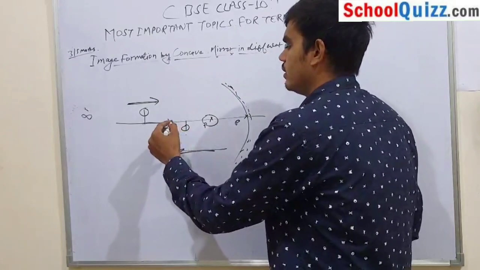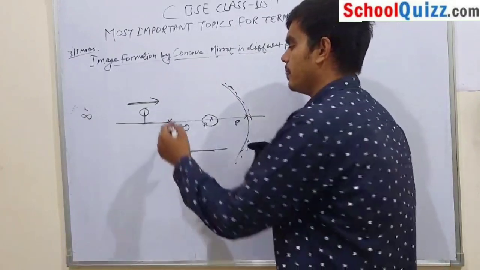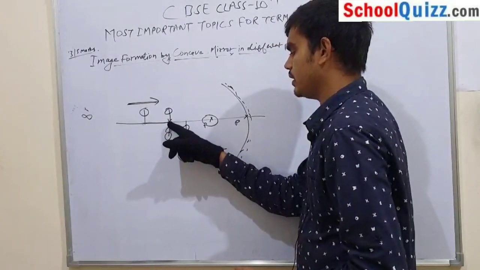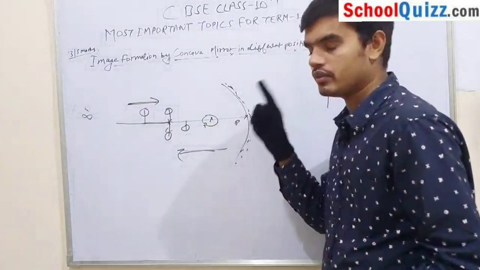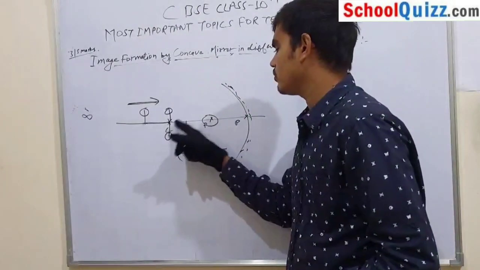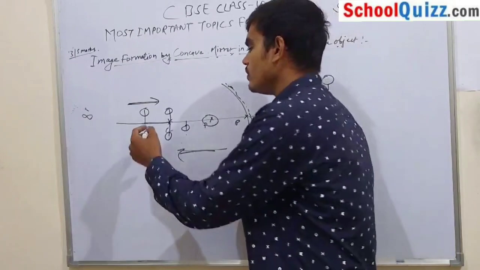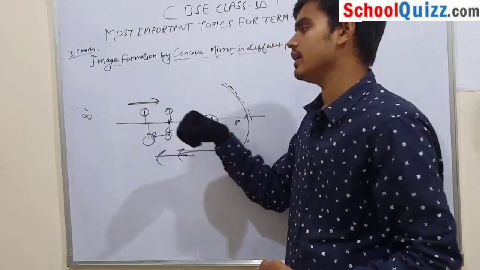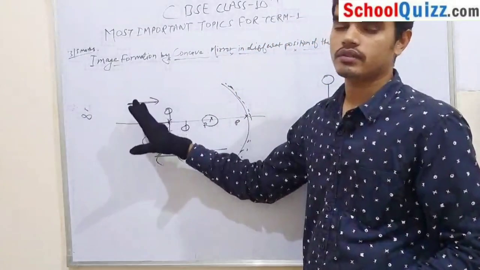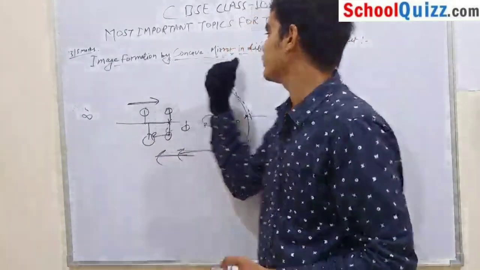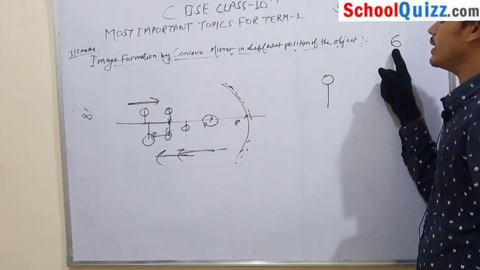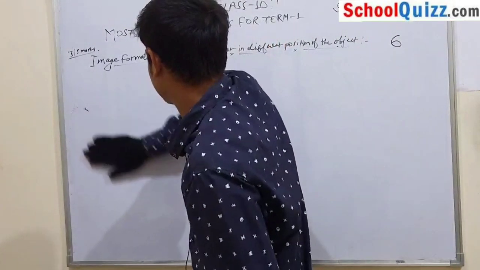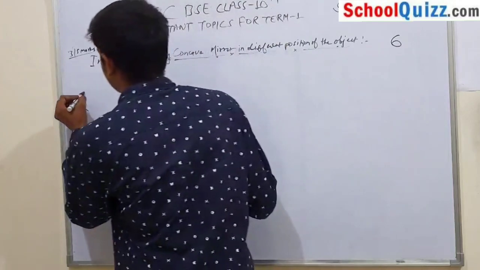When we keep the object at C, that is the center of curvature, the image will be produced at the center of curvature. When we place the object between the center of curvature and focus, the image shifts again to beyond the center of curvature. We will discuss all the 6 different cases in concave mirror. There are 6 different cases which we are going to learn. So what is case first?